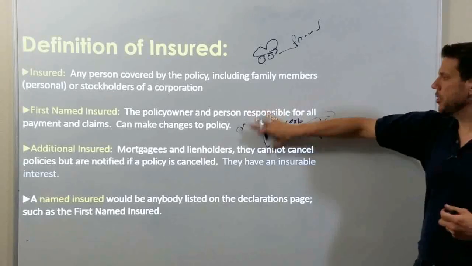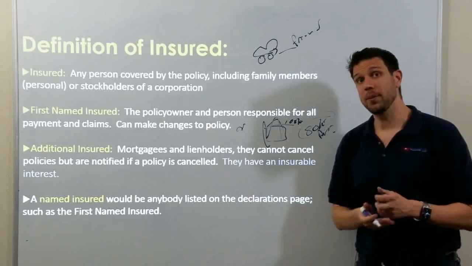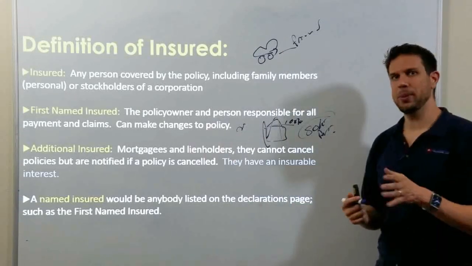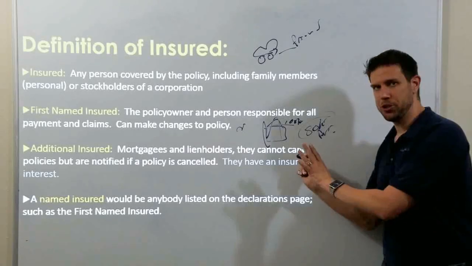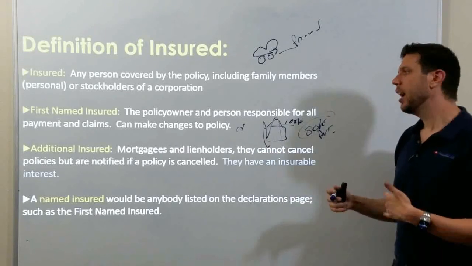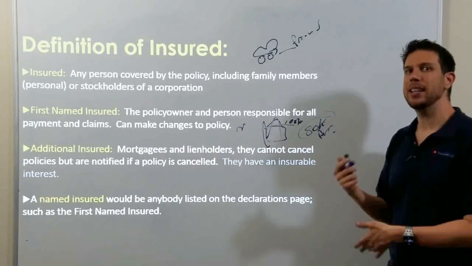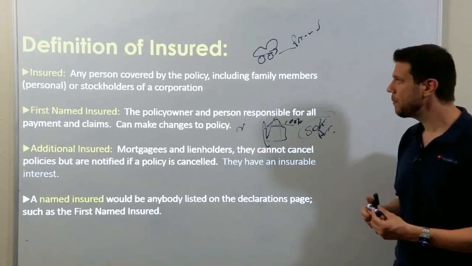If you ever don't pay your insurance, the additional insured, the mortgagees and lien holders get notified as well. So it's very important to make sure that if a vehicle is ever financed, you add them as an additional insured. Or if a house ever has a mortgage, you add them as an additional insured. That way they know you have insurance and they don't ask you to get them or buy their insurance.